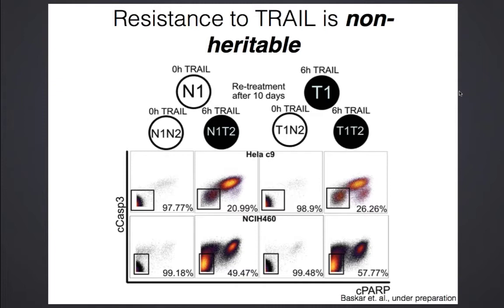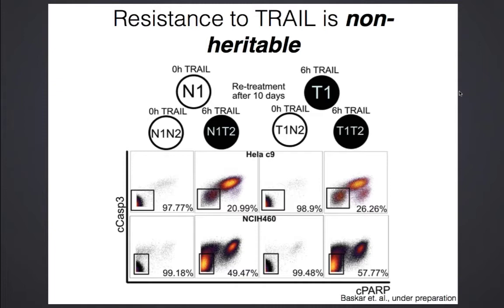So in order to do that, we carried out a very simple experiment where we took some cells, we either treated them or didn't treat them, and then we grew them up for 10 days, and then we either treated them or not in the second row, as you will see over there. And then we saw that regardless of previous exposure to TRAIL or not, the percentage of resistant cells was fairly conserved.